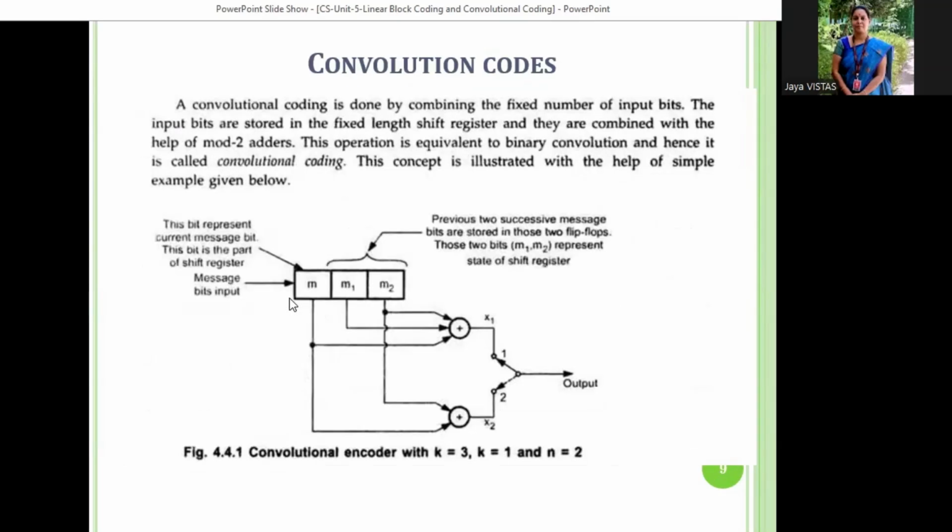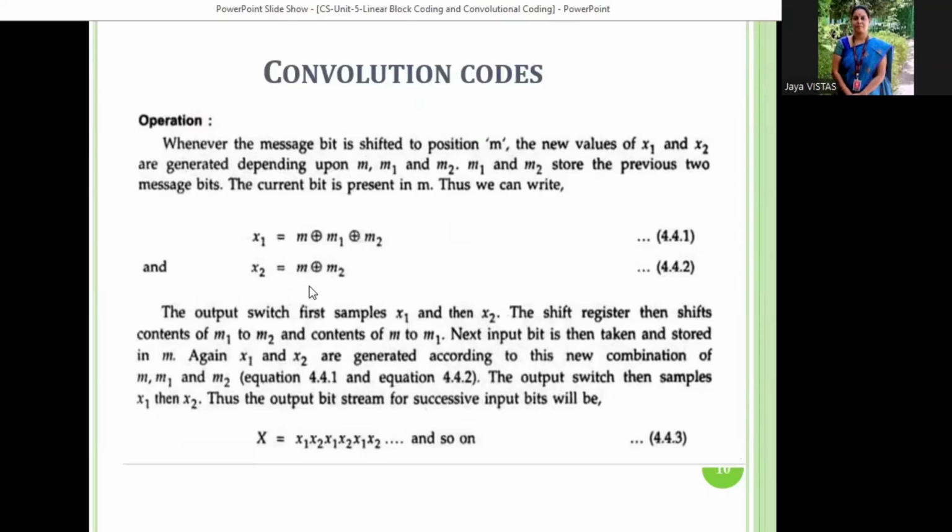Then X2 has only two inputs, coming from M and M2. So we can write X2 is equal to M modulo addition of M2. These are the two outputs. The output switch first samples X1 and then X2. Then the shift register shifts the contents of M to M1 and M1 to M2.